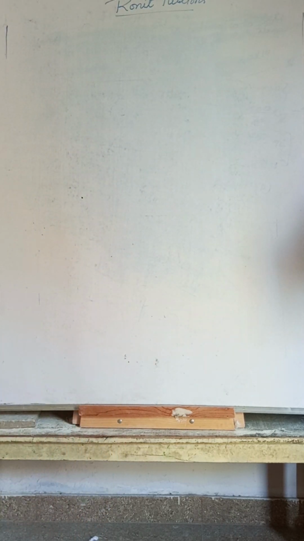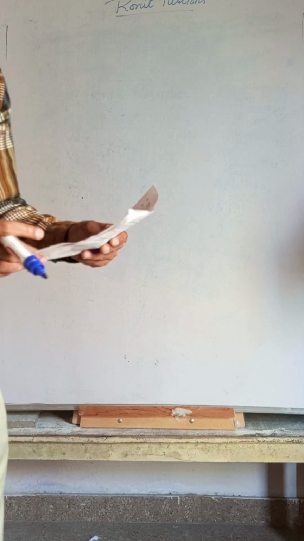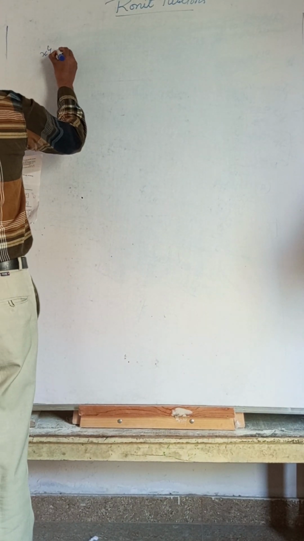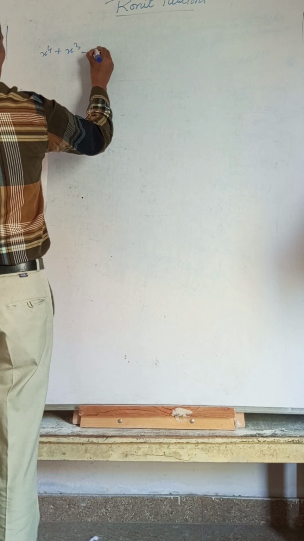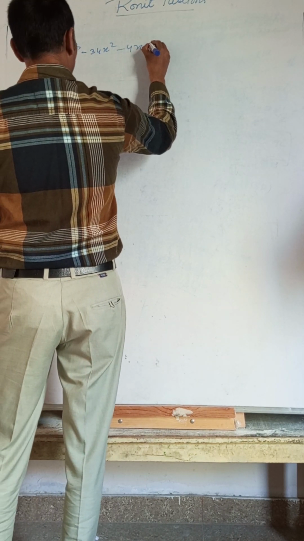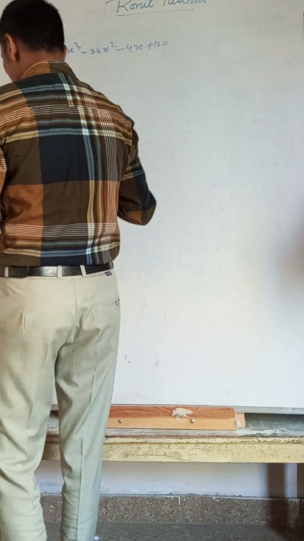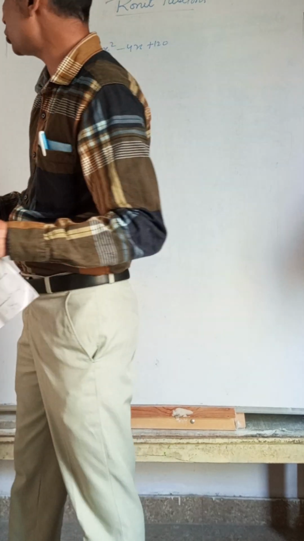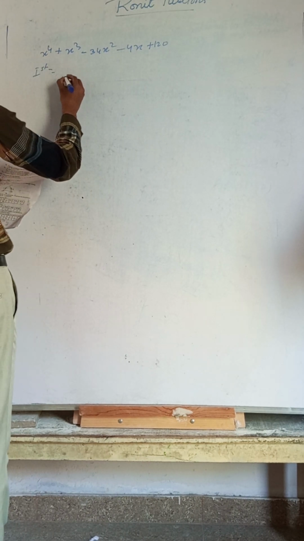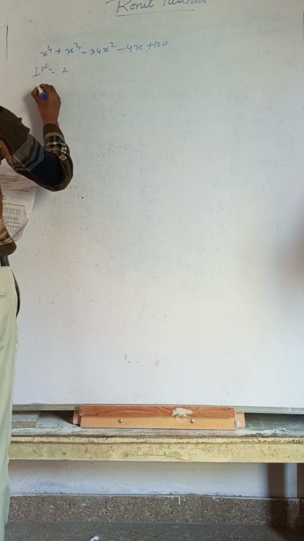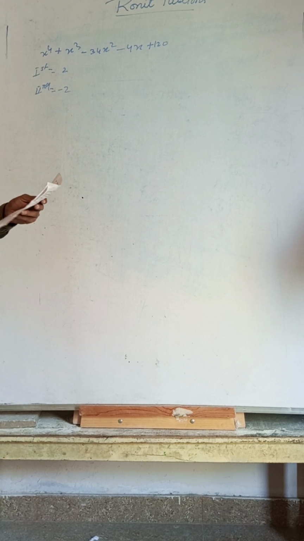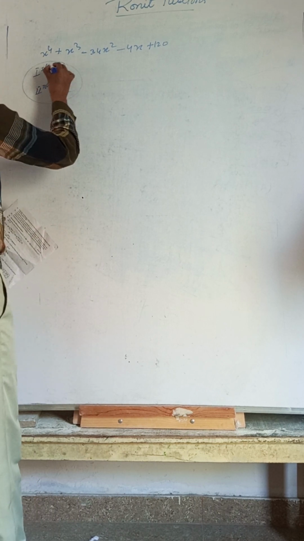The question is given: find all the zeros of the polynomial x to the power 4 plus x cube minus 34x square minus 4x plus 120. Two of the zeros are given. The first zero given is 2 and the second zero given is minus 2. Another two zeros we are going to find out.